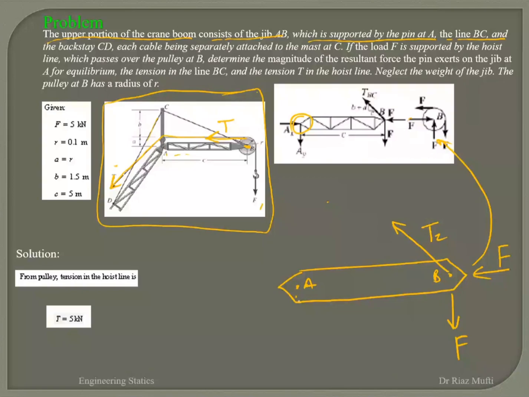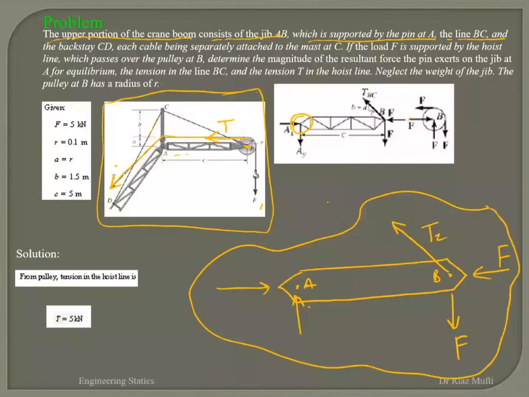And at A, I've got active reactive forces at A. So I've got 1, 2, 3, 4, 5 forces acting on the jib. Is this clear to everyone? This one. Yes, sir.